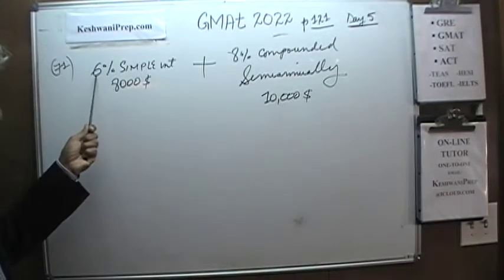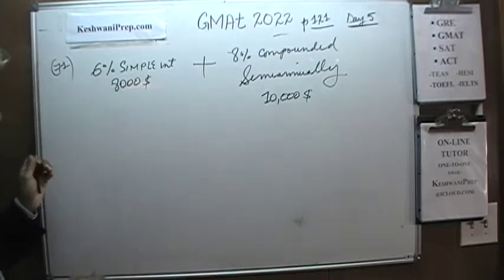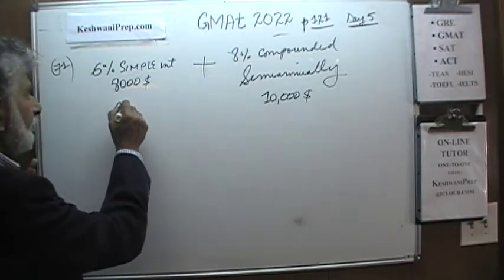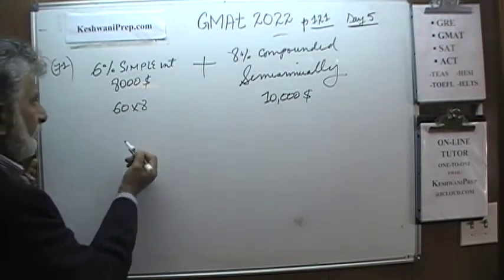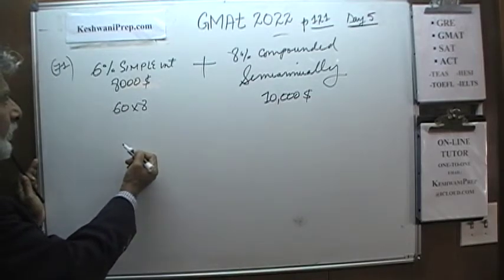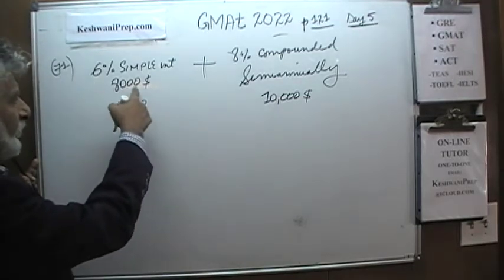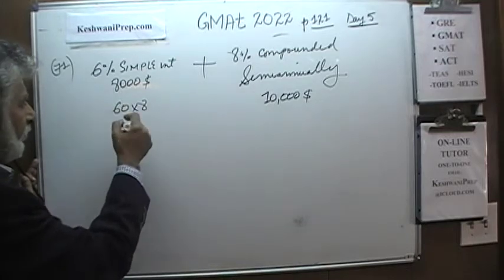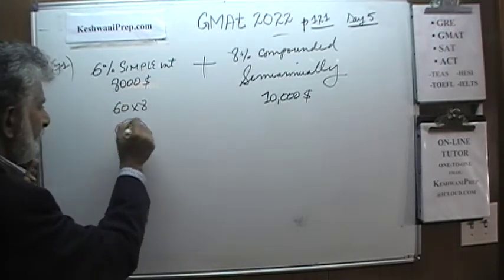Let's begin, shall we? This is very straightforward. 6% of 1,000 is just 60. On 8,000, it's going to be 8 times as much. Because 6%, you just drop the two zeros, it's 80. So it's going to be 480. So that was the easy part.